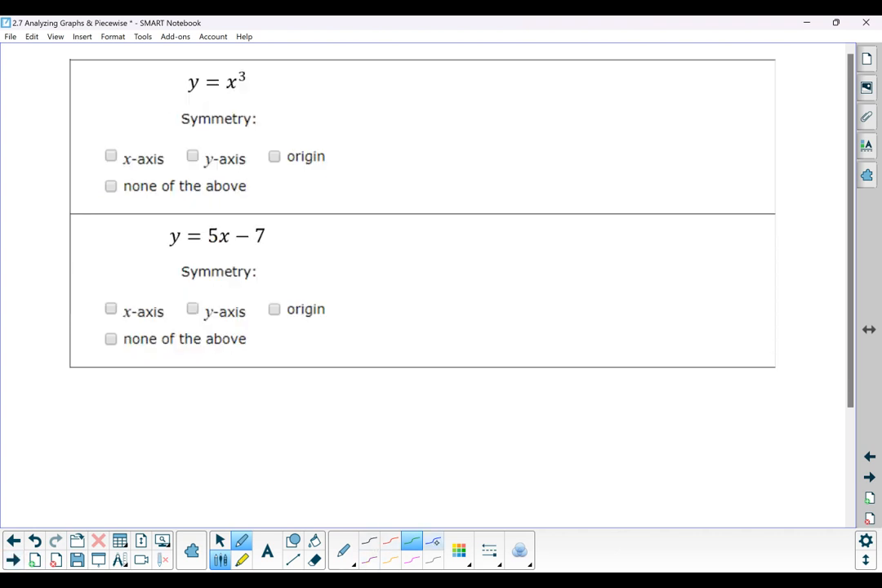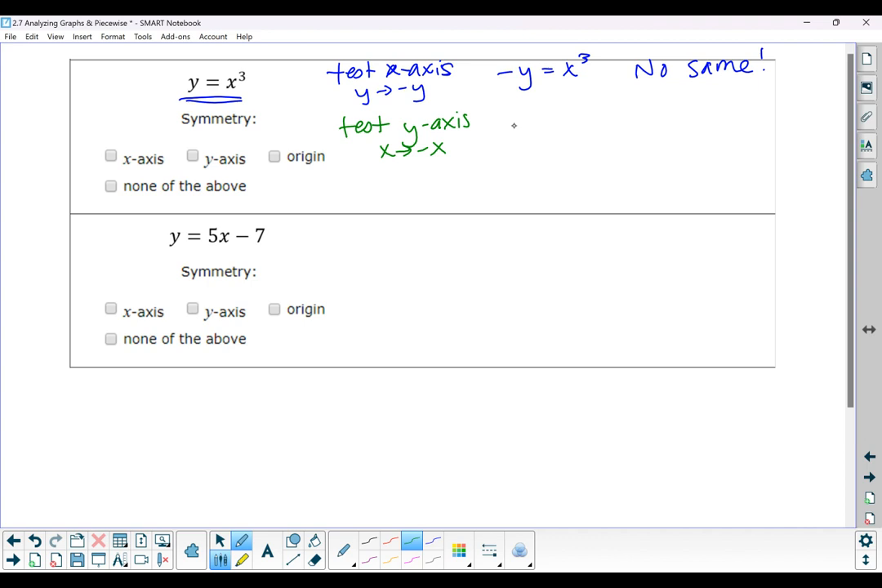Okay, y is equal to x to the third power. Let's start by testing the x-axis symmetry. So we're going to change that y to a negative y, so our equation becomes this, and that is not the same as the original. We're trying to see if it is the same as the original. So no x-axis symmetry here. We're going to test the y-axis for symmetry now. So we're going to replace the x with a negative x.